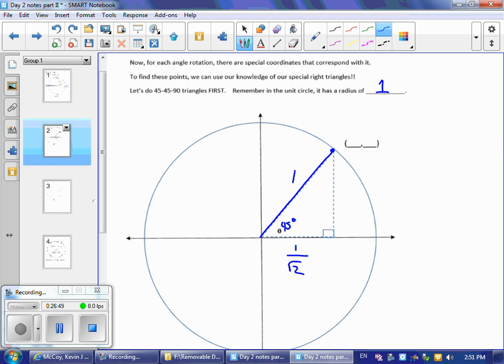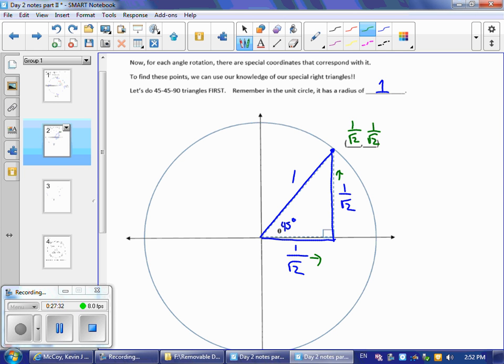And because this is a 45, 45, 90, the other leg has to be exactly the same. So this vertical distance right here also must be 1 over the square root of 2. Well, that means the x direction was 1 over the square root of 2, and the y direction was 1 over the square root of 2. So my point on this chart is 1 over the square root of 2, 1 over the square root of 2. That's the actual point on the curve.